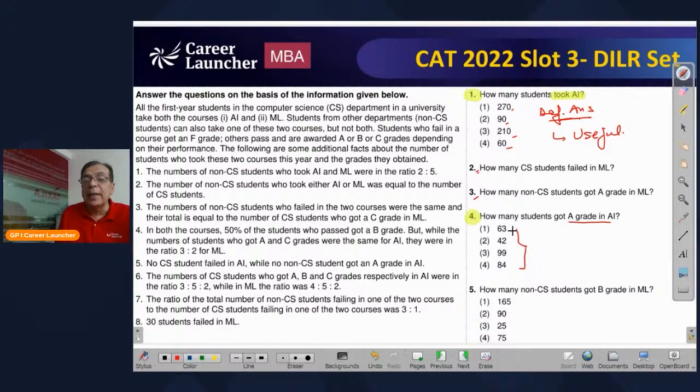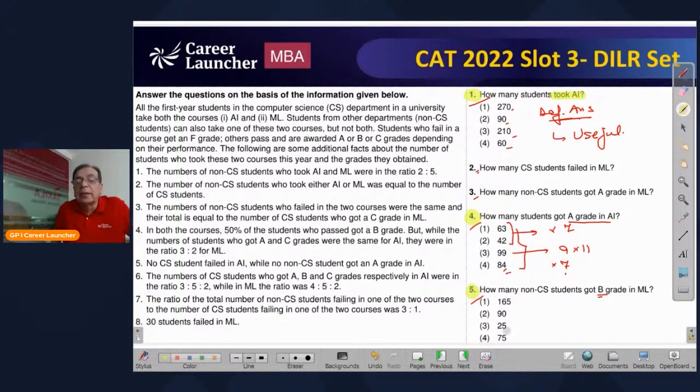Interesting information I am getting here is these two are multiples of 7. This is a multiple of 9 and 11. And this is 12 into 7, again a multiple of 7. So somewhere these things could be useful for me. And how many non-CS students got grade B in ML? So to me, question 1, question 3, and question 5 are the ones which I will keep referring to when I'm solving this particular table.